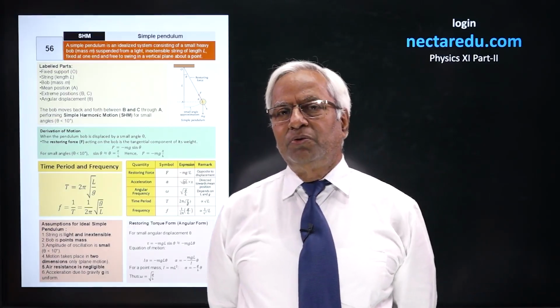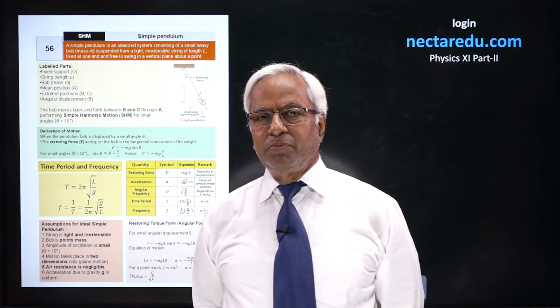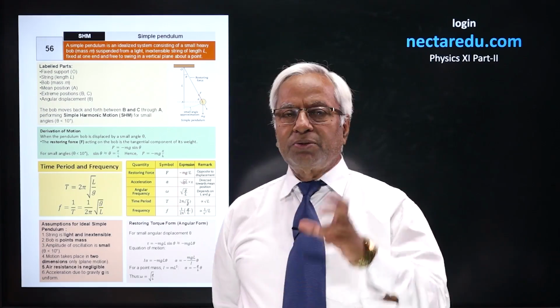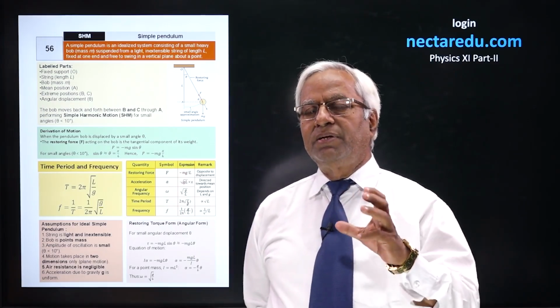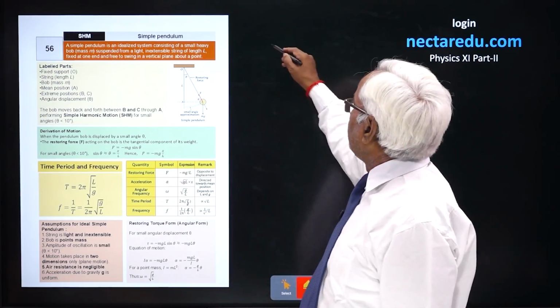Well, now is the time to apply the principles and theories that we have gone through regarding simple harmonic motion. In the case of simple pendulum, it is the simplest oscillator you are coming across the very first time. What is simple pendulum?